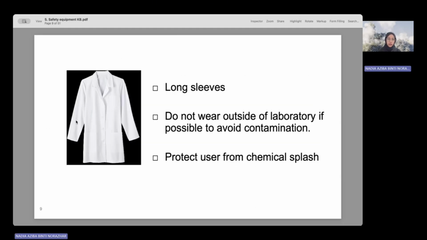This is a close-up of the design. It is long sleeve. And we should not wear it outside of the lab if possible, to avoid contamination. So if we're already in the lab and we are going out for a toilet break or pantry, we have to take it off for a while, and then wear it back when we are coming back into the lab. And it can protect the user from chemical splash as well.